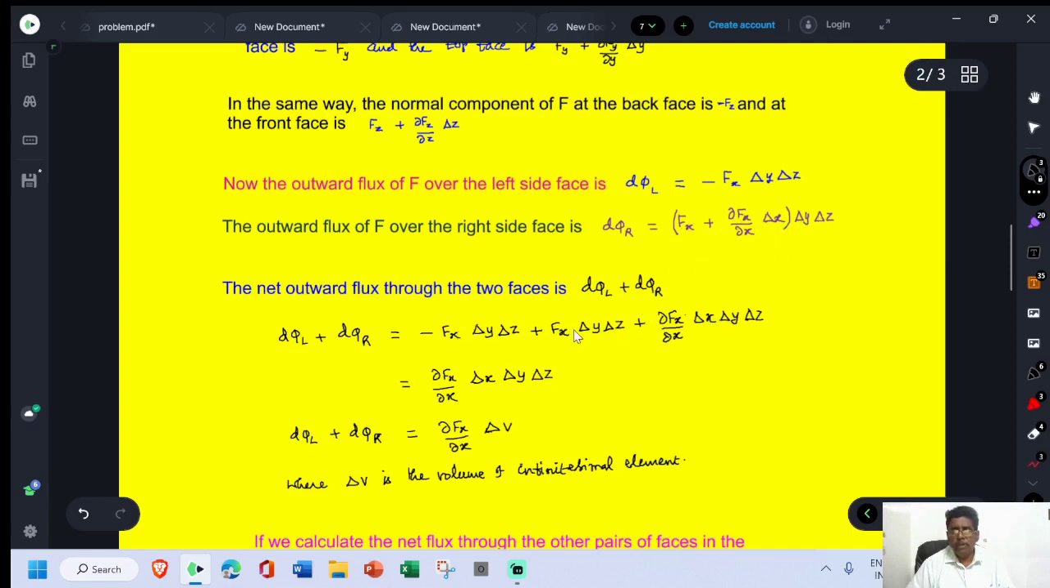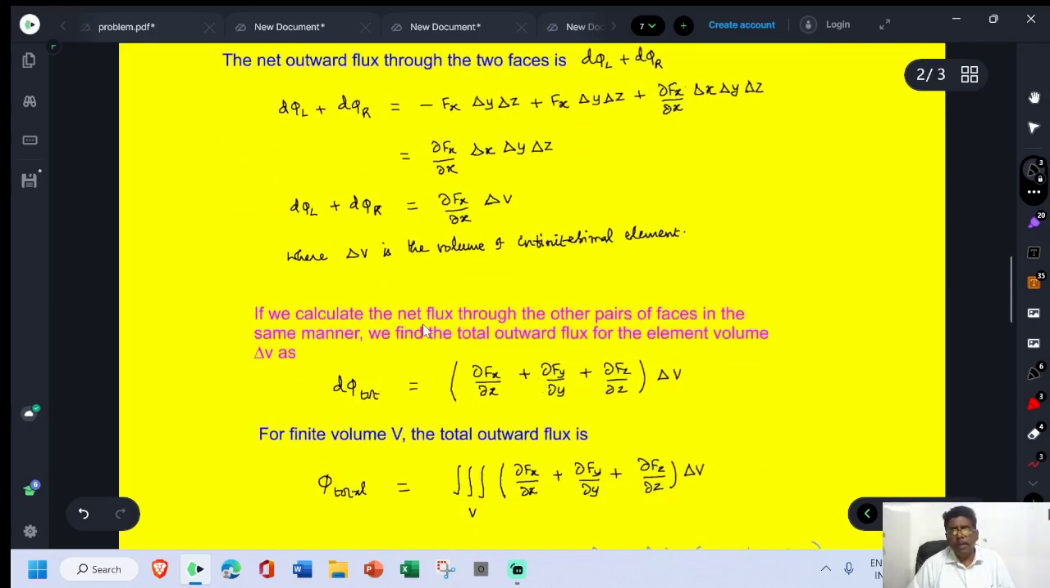These two terms are cancelled, so the remaining term is dou fx by dou x delta x delta y delta z. This is our delta v. So d pi l plus d pi r is equal to dou fx by dou x into delta v. Here delta v is the volume of the infinitesimal element.